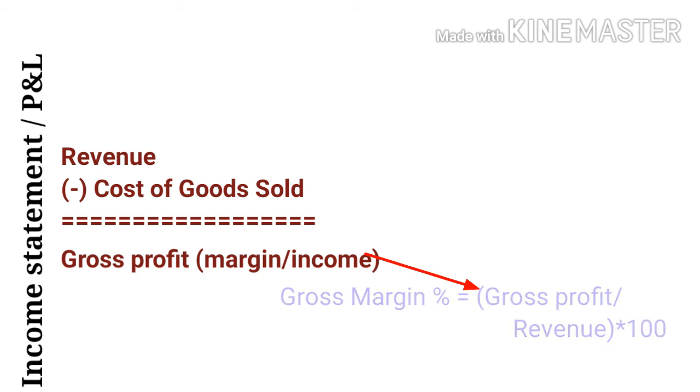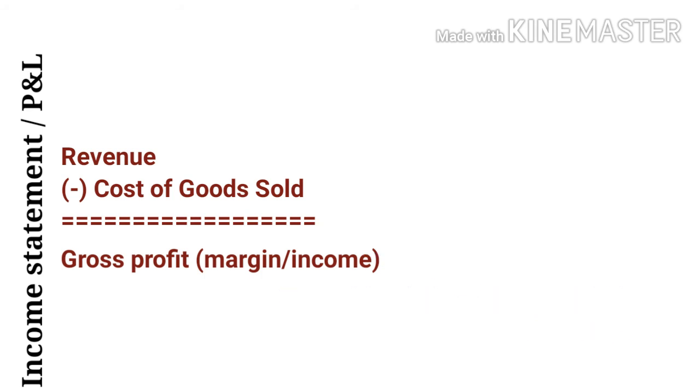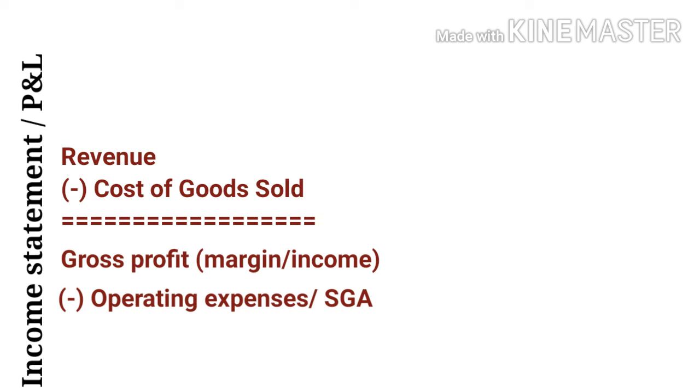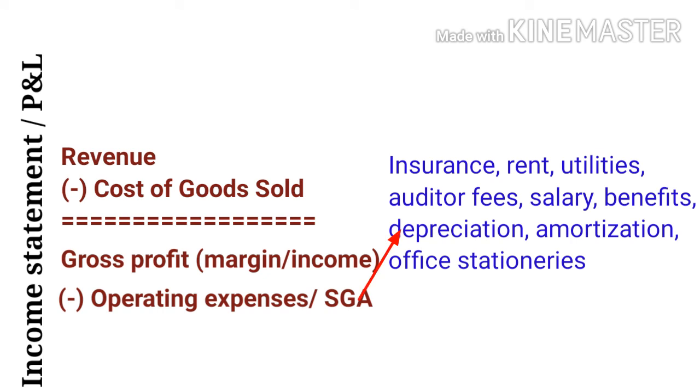by 100. The next item on the income statement is operating expenses, also known as selling, general and administrative expenses, in short SG&A. This comes right below gross profit. Insurance expenses, rent paid, utilities expenses, auditor or consultation fees, salaries and benefits to employees, depreciation, amortization, office stationery expenses are the common items classified under this header.